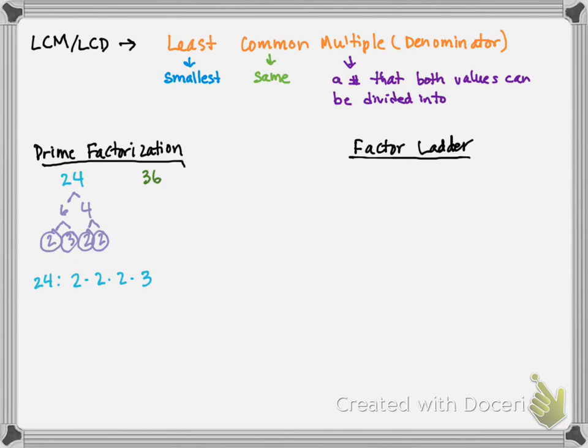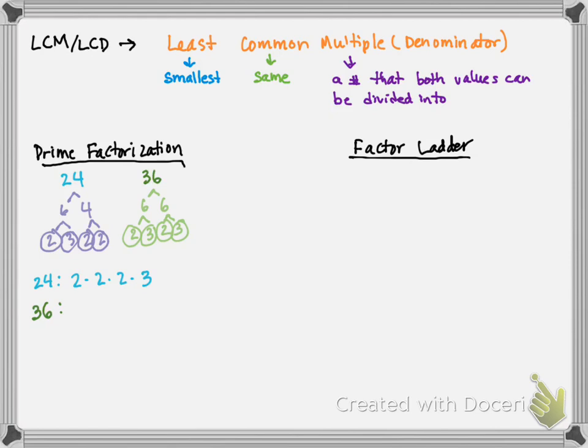Now, when I do it with 36, let's try 6 times 6. So I get 2 times 3, they're both prime. 2 times 3, and they're both prime. Now, I'm going to write down the factors of 36 a little differently than I did when I was looking for the GCF. So what I'm going to do is put them in numerical order.